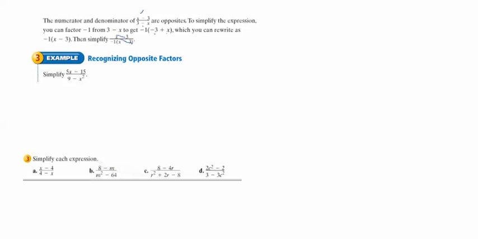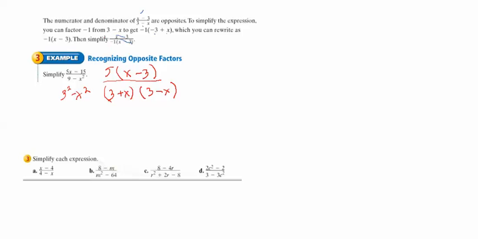Okay, so at the top, example 3. First of all, looking at the top, what do they have in common? They have a 5. So I'm going to take that out, and I have -3. At the bottom, hopefully you remember your special cases. This is a difference of squares. We can change this to a 3 squared, and this to an x squared. And we have 3 plus x, and we have 3 minus x.